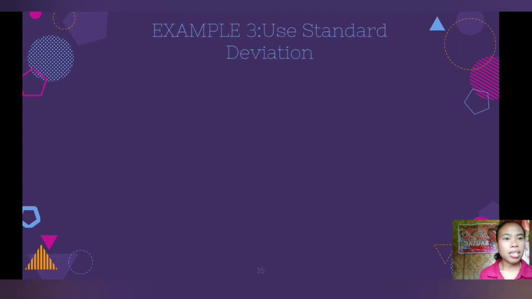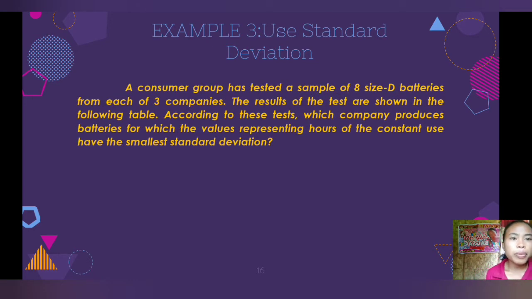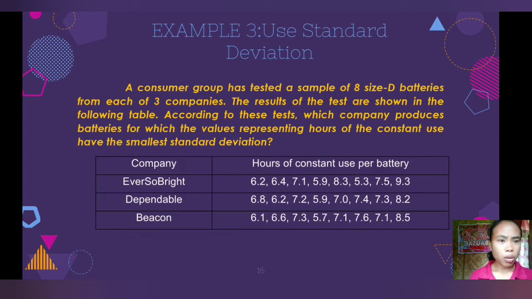My topic is how to solve standard deviation. A consumer group has tested a sample of 8 size D batteries from each of the 3 companies. The results of the test are shown in the following table. According to this test, which company produces batteries for which the values representing hours of constant use have the smallest standard deviation? So here's a table.